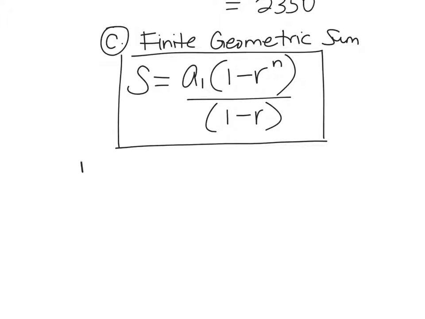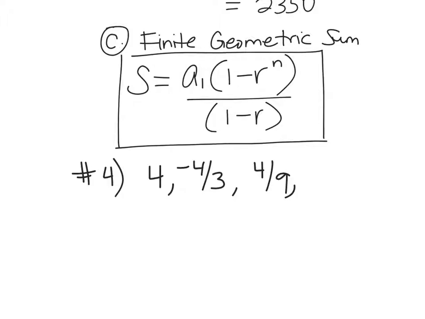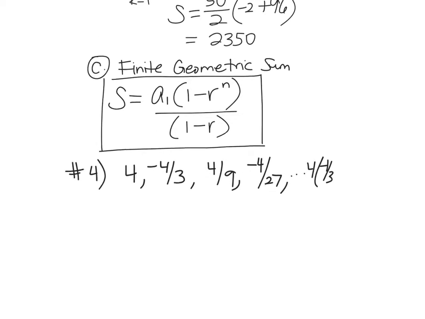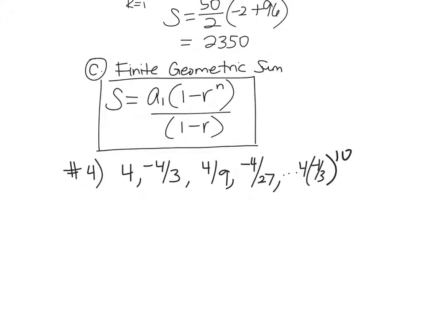Okay, number, what are we on, 3? 4. Number 4. Okay, suppose that you have 4, -4 thirds, 4 ninths, -4 over 27, ..., 4 times -1/3 to the 10th. Okay? And I want to find the sum of this sequence. Find the sum of the above sequence.